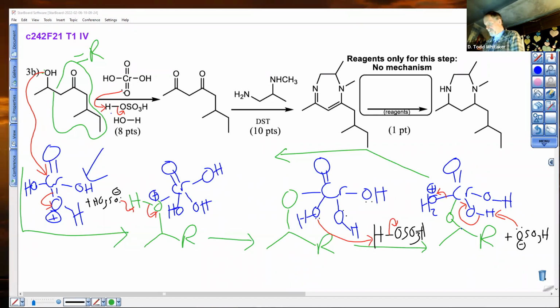And now we have our R and our O, and we can do it to the left here. We got a chromium that looks just like chromic acid at the top of the screen. The only difference between this chromic acid, which is an ester, and this chromic acid, which is an acid, is OH is now OC. And we showed how that happened.